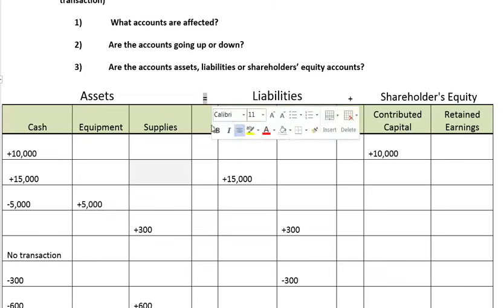So when we look at it in relationship to the balance sheet equation, the left-hand side of the equal sign goes up by $300 and the right-hand side goes up by $300. So the balance sheet equation stays in balance. Let's now look at the fifth transaction.